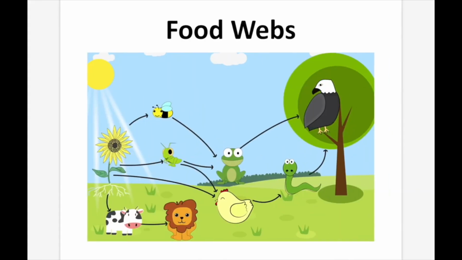And that's going to bring us to our food webs. As I mentioned before, food chains don't really exist in nature. They're only good for showing feeding relationships. Food webs show a broader idea of who is going to eat who.